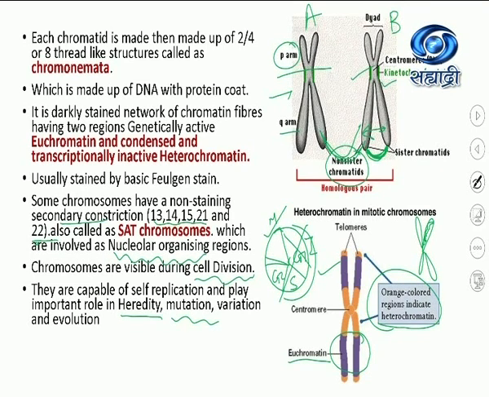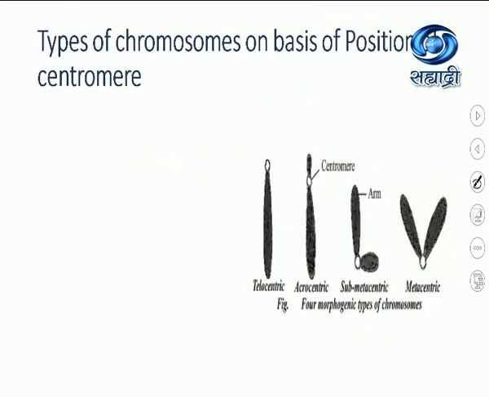Centromere, primary constriction, kinetochore, we have already discussed. Euchromatin, active region; heterochromatin, inactive for transcription. Of course, it has some other functions. So this is all about the structure.